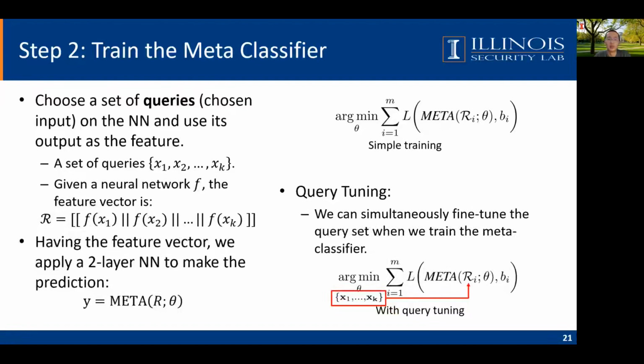And since the overall calculation flow is differentiable from the optimization goal to the query, we can use the same gradient descent technique to simultaneously train the model and tune the queries. This helps us to find the most useful queries for the prediction.